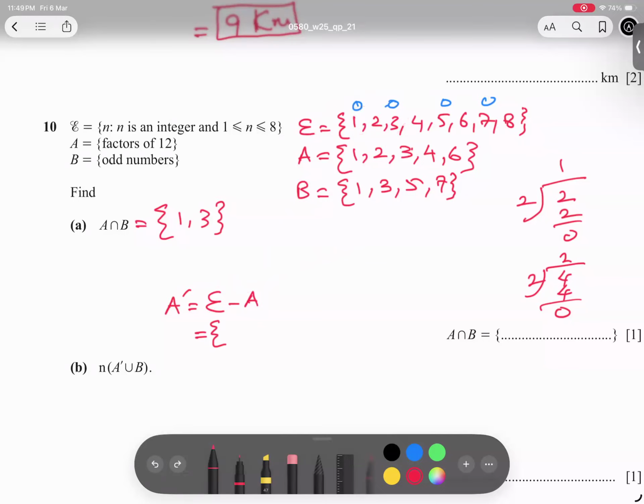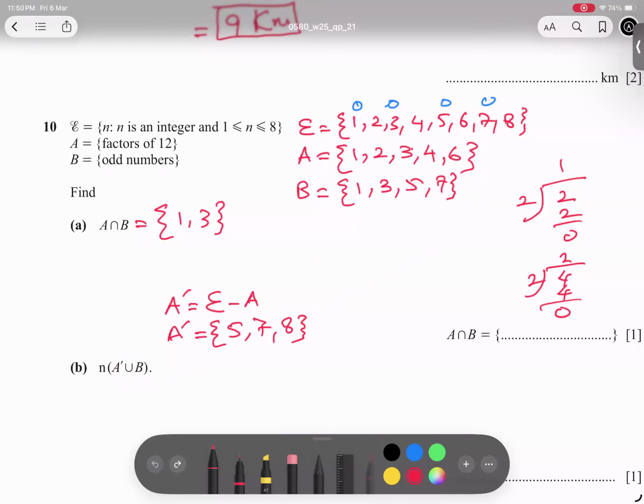I will not take it. Is 4 present in A? I will not take it. Is 5 present in A? No. 5, I will take it. 6 present in A, I will not take it. 7 and 8 are not present, so I will take them. So this is called A complement. We are against A; we don't need A values, and I will pick from the universal set. And now the B members here.